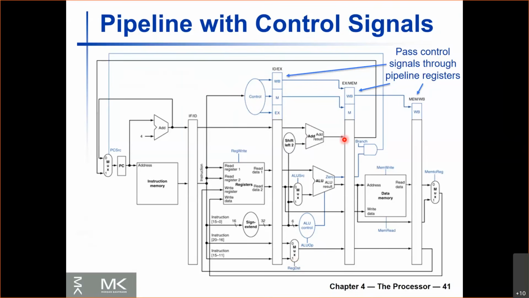Okay? And then when I get to the memory stage, I'm going to get my control signals from the M control signals, and I'm going to pass these to the branch, mem write, and mem read. Okay? And similarly, when I get to the write back stage, I'm going to get my control signal from the pipeline register. I'm going to pass it to mem to reg. Okay?